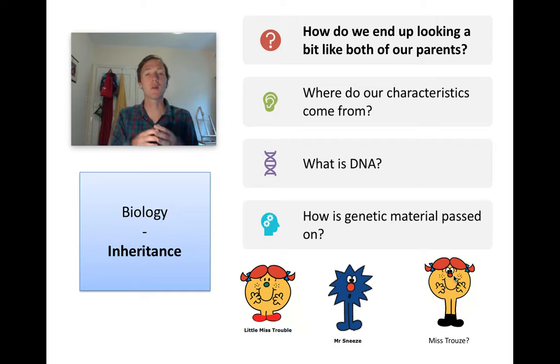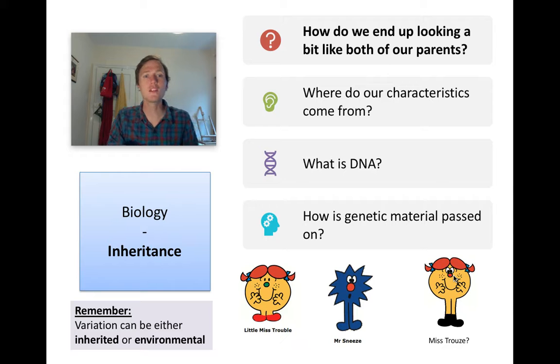And to do that, we're going to think about where do our characteristics come from? We're going to think about what is DNA, that famous acronym, and then how is genetic material passed on. As we start that, we're just going to recap what we learned last time, which is that variation, the differences in the way we look, can be either inherited or environmental.